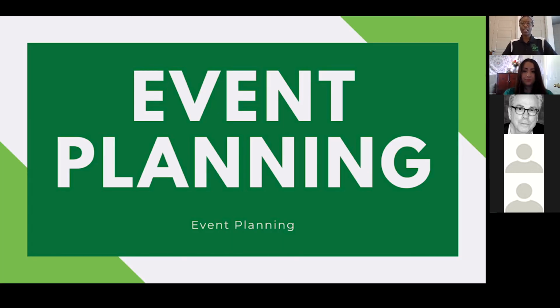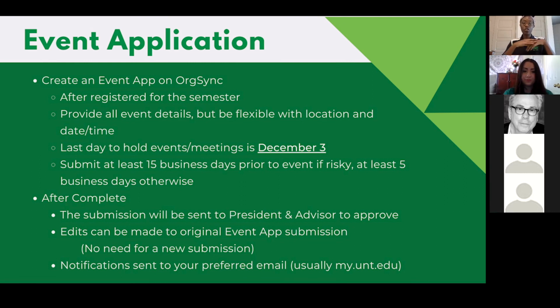So event planning. Student organizations must submit an event application through OrgSync. Once they've registered, attended our orientation, and been approved, they can submit their event. They can put their Zoom link or Google Hangout link into the location bar. Once they have submitted it, the president and the advisor need to approve the form. We won't move forward with the form unless the advisor and the president do.